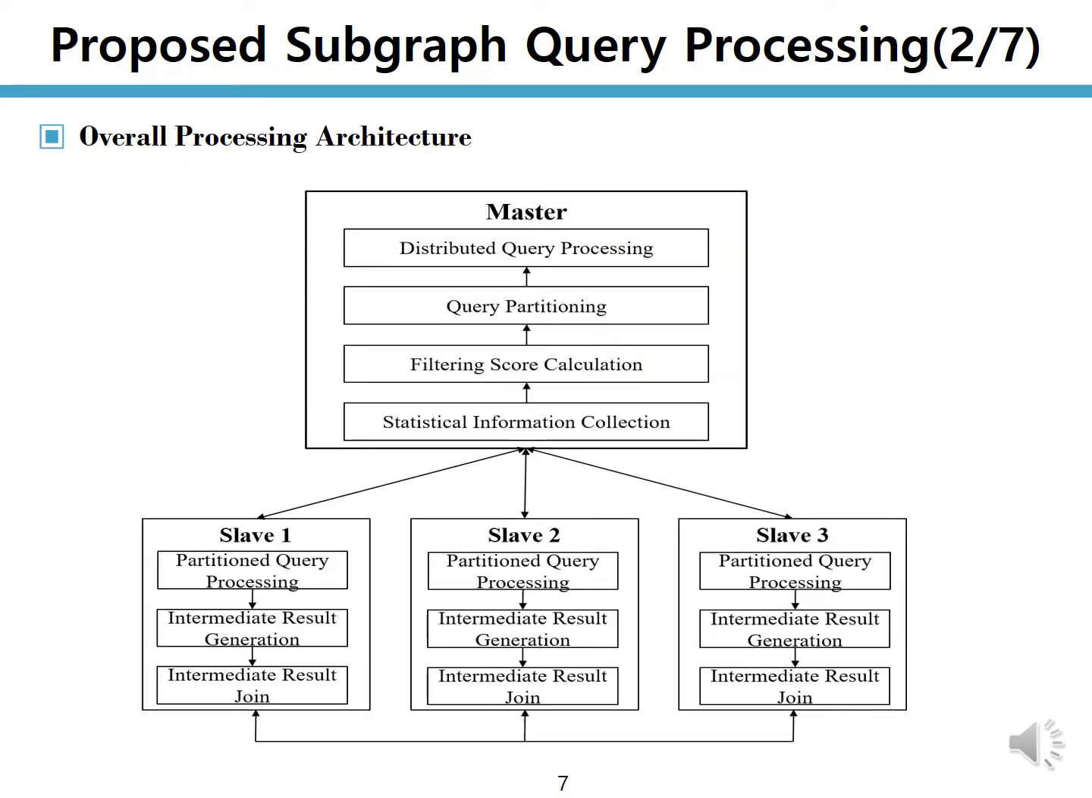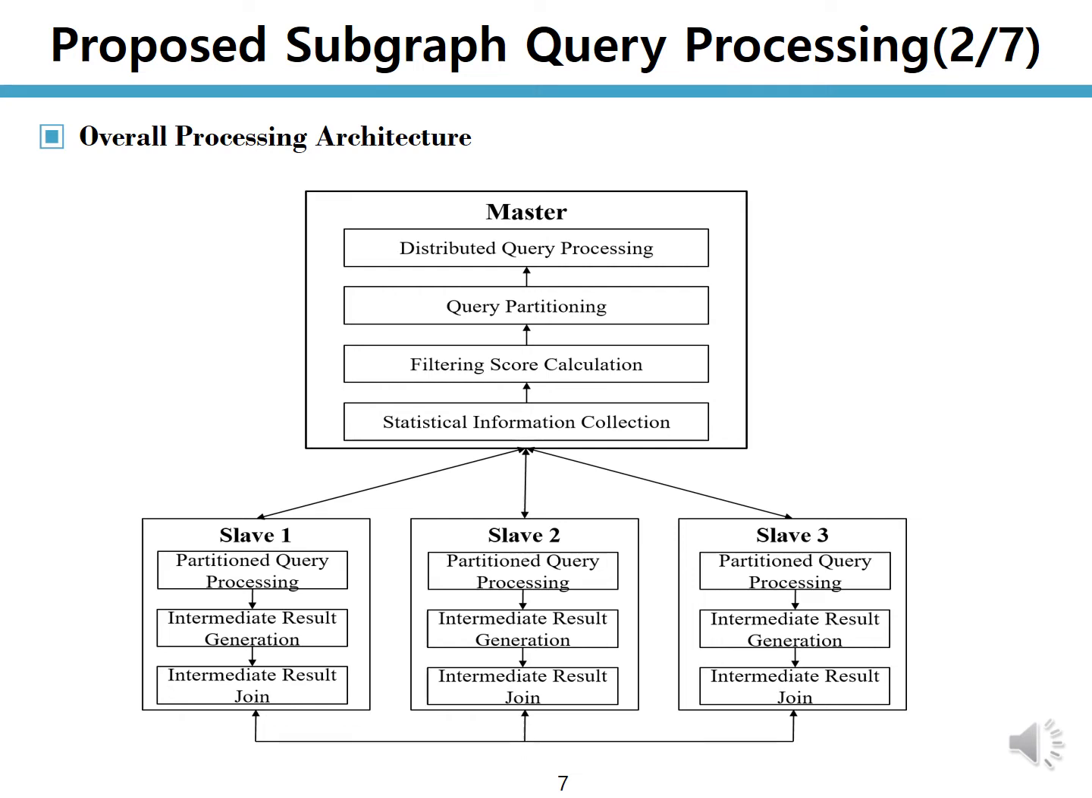This figure is the overall processing architecture of the proposed subgraph query processing method. In the distributed environments, the graph is distributed according to the partition policy and stored in multiple slave nodes, and the statistics are collected for the entire graph. As the search order has a significant impact on the performance in path query, we compute a filtering score to determine search order for query processing. The filtering score is calculated based on the statistical information to reduce unnecessary search.